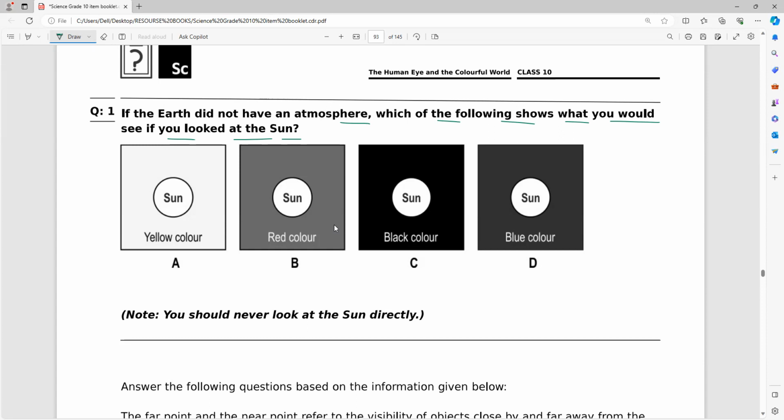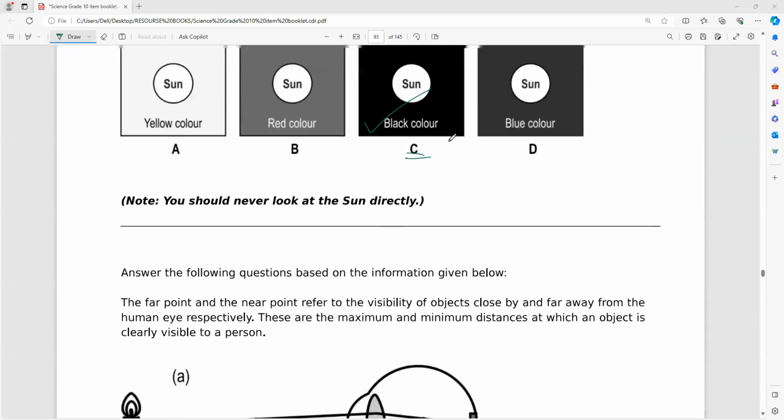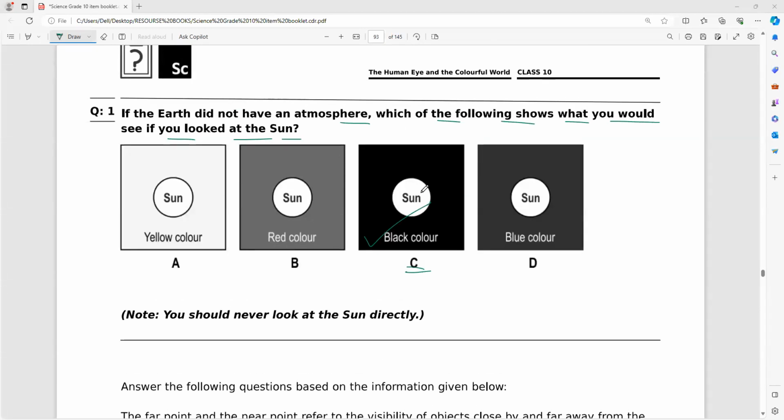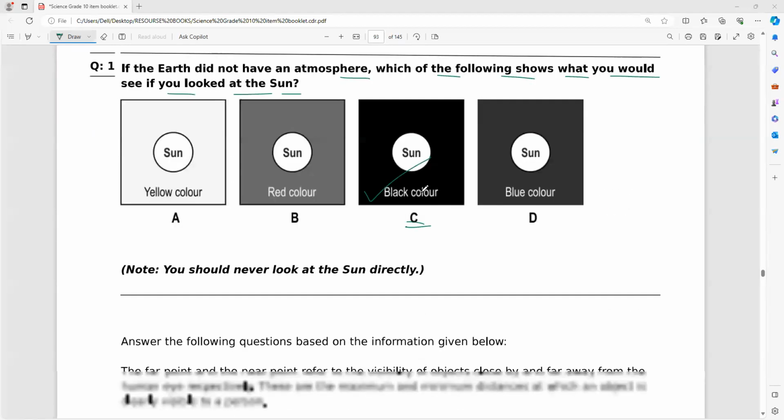If there is no atmosphere, no light will be refracted. If no light is refracted, no color is visible to us. So then what is happening? Everybody sees the sun against a black sky. So remember that: black color. Atmosphere is the only reason behind scattering or refraction of light. That's why with no atmosphere, no color is visible to us. Black. That's all you have to remember.